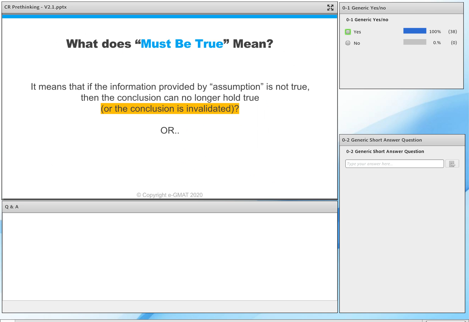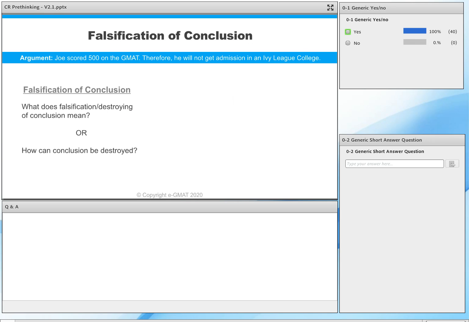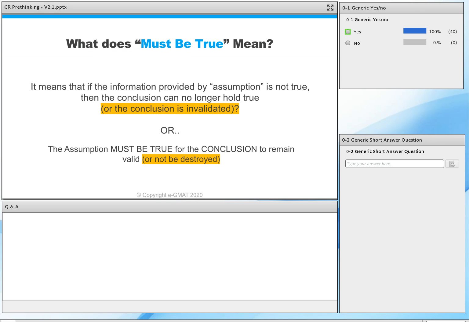So if we were to translate this into words, what this means is that if the assumption is not true, or if the information provided by the assumption is not true, then the conclusion can no longer hold true. Or in other words, the information in the assumption is so critical to the conclusion that without it, the conclusion can be destroyed.